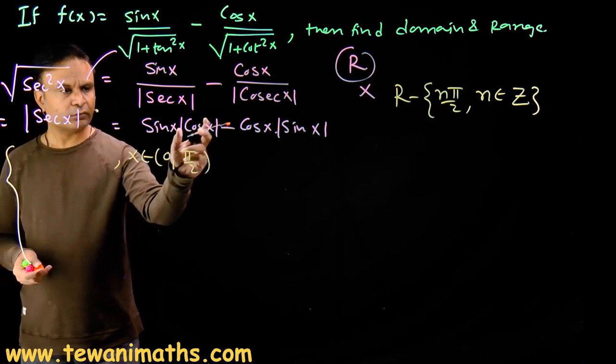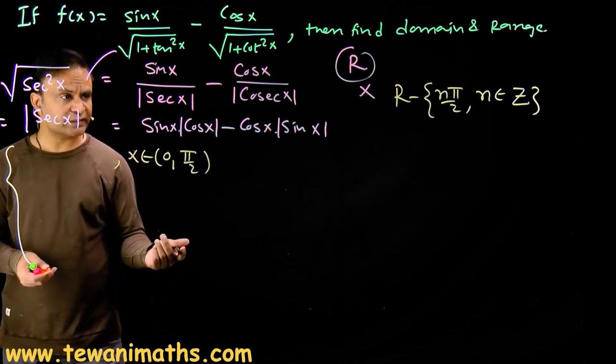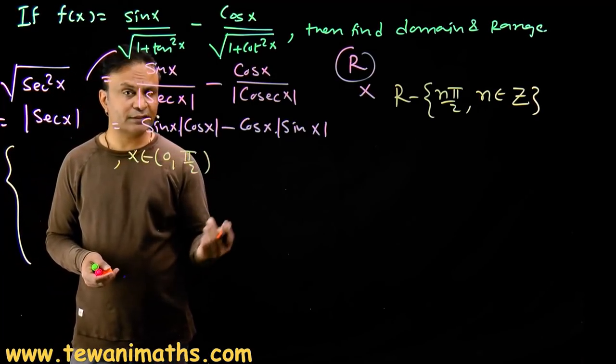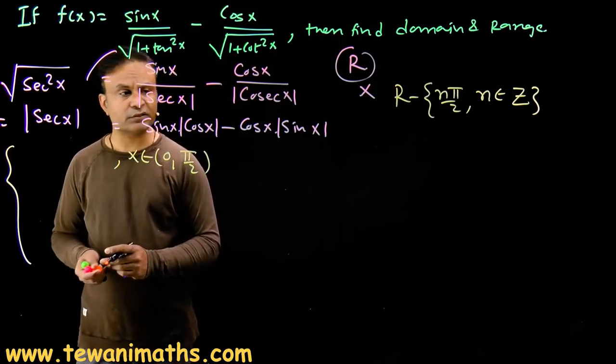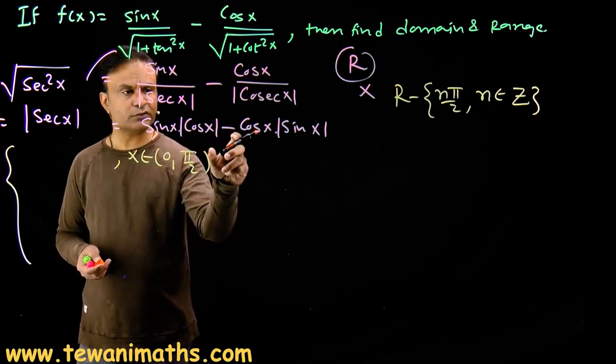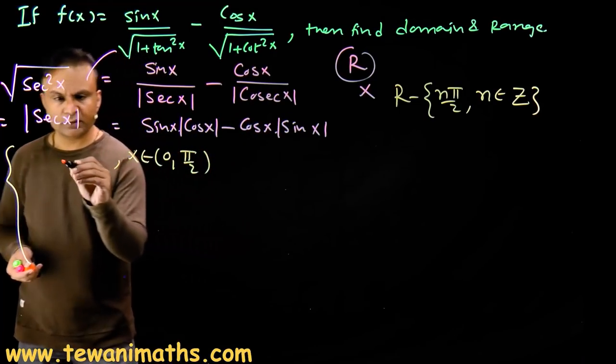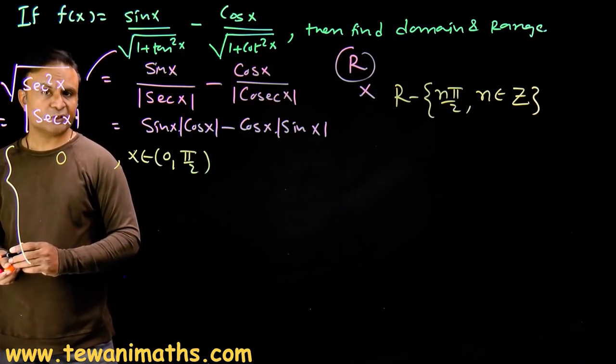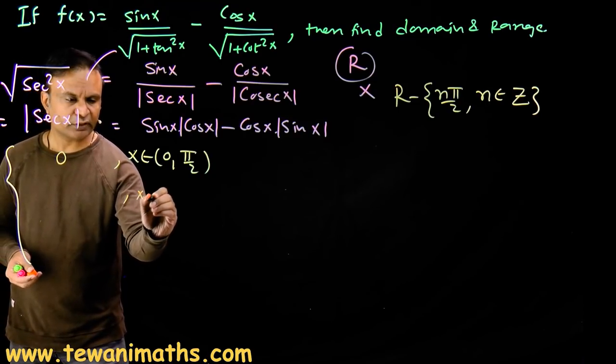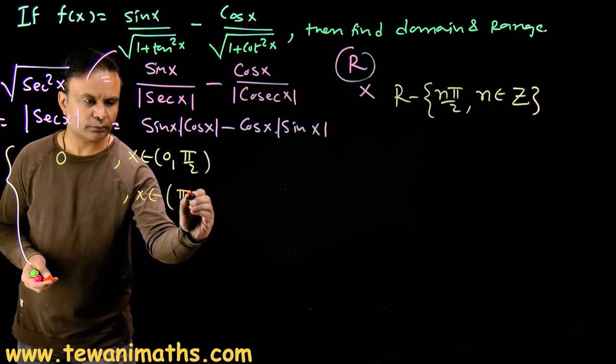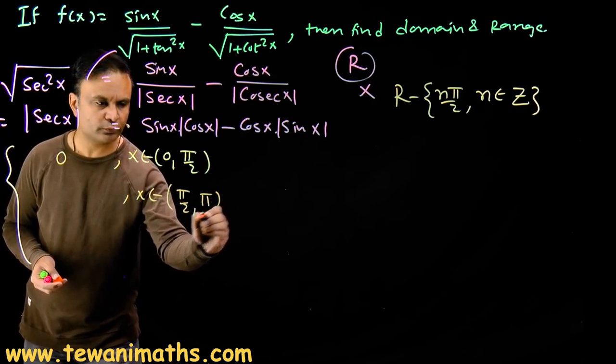In the first quadrant, modulus of cos x will be cos x and mod sin x will be sin x, because both sin x and cos x are positive. So we have sin x cos x minus cos x sin x, which cancel out. So here we have 0. Second quadrant, x belongs to pi by 2 to pi.